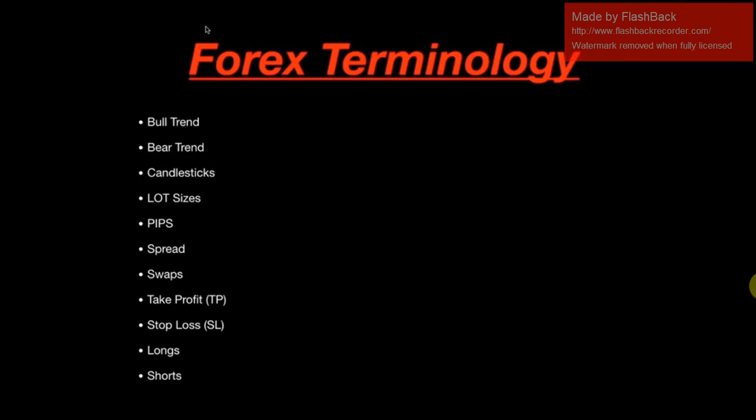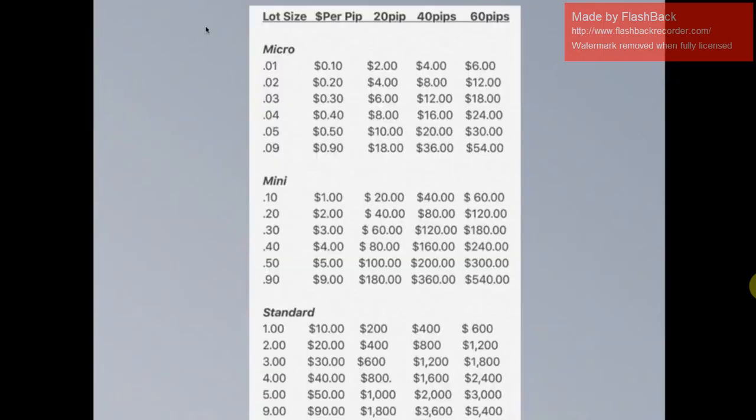Next up, we have lot sizes. Lot sizes, lot sizes. So many people get this confused. This is a simple screenshot and layout. You can actually screenshot this, take a photo so that you never get confused. You have micro, mini, and standard lots. Now, a micro lot is 0.01. That means for every pip the market moves, you will make 10 cents profit.